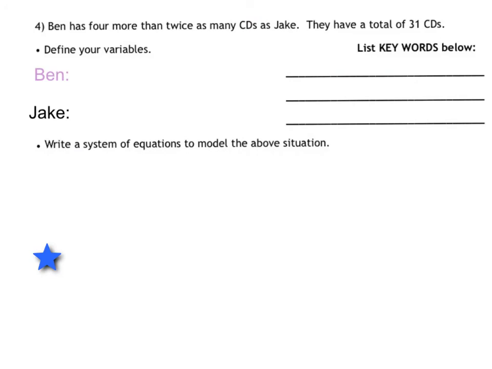Number 4. Ben has 4 more than twice as many CDs as Jake. They have a total of 31 CDs. So the two things that we're talking about here are Ben, and we'll use the letter B for Ben, and Jake, which we'll use the letter J for Jake. Let's list the keywords that we see in this problem. I see more than, and remember, if I see more than, that means I have to switch the order. I see the word twice, which I know means 2 times something. I see the word has, which is in reference to is, which means equals. And I also see total, which also I know means equals.